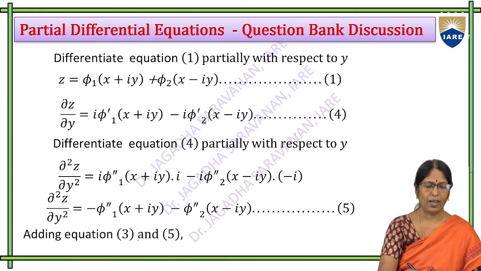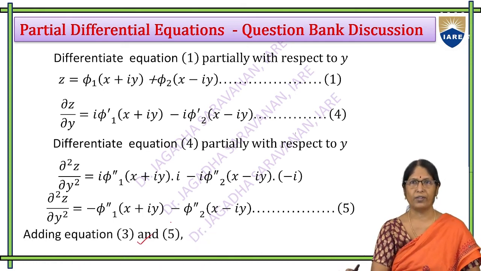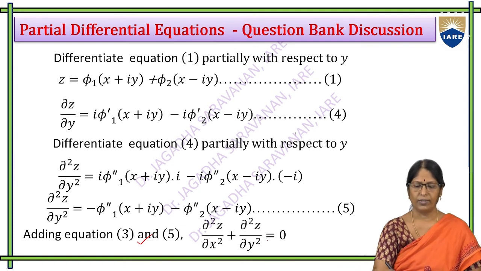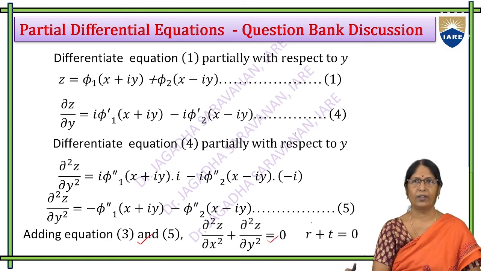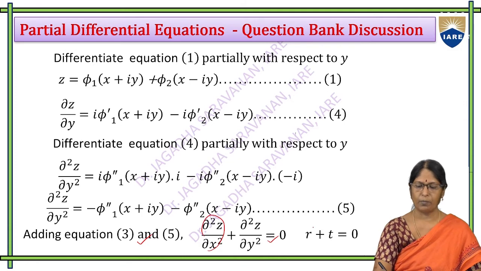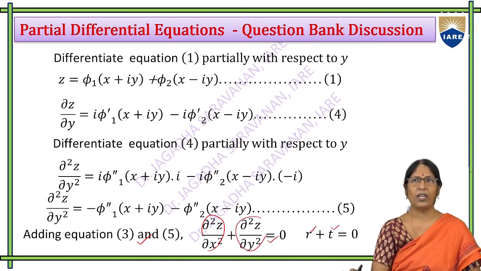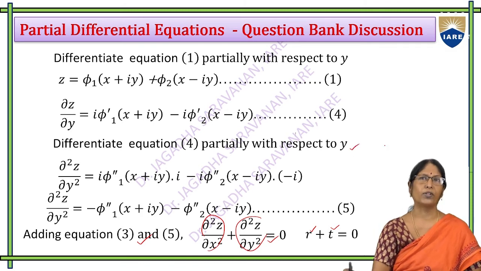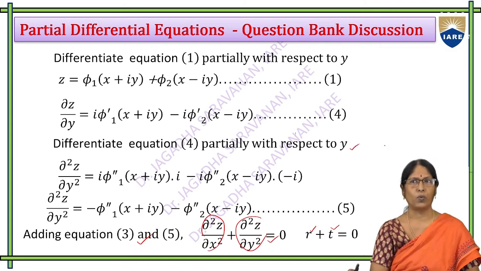So we can see it, adding equations 3 and 5. This is the result we obtained. This notation is nothing but r, this notation is t. r plus t equal to 0. So this is the way we can eliminate arbitrary functions. This is a question which is dominating in our question bank.